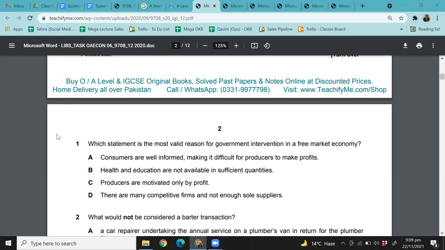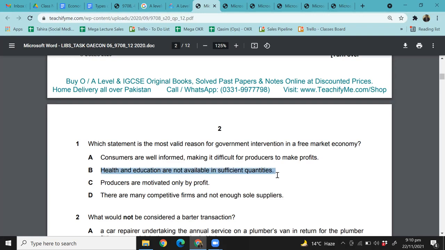So do you remember we talked about this? Students, we talked about this, why the government intervenes in the free market, right? Zan, what do you think? Zoya, right? So producers are motivated only by profit might be a concern at some times, Zohan. That's also a close option. But a major reason of government intervening in the free market economy is to deal with something more pressing, to deal with something more important.